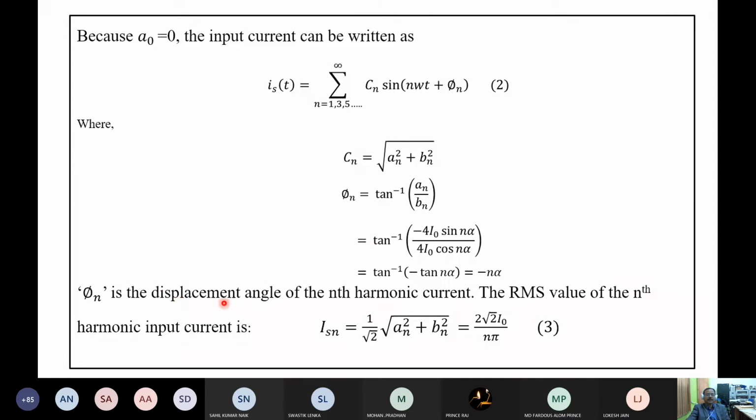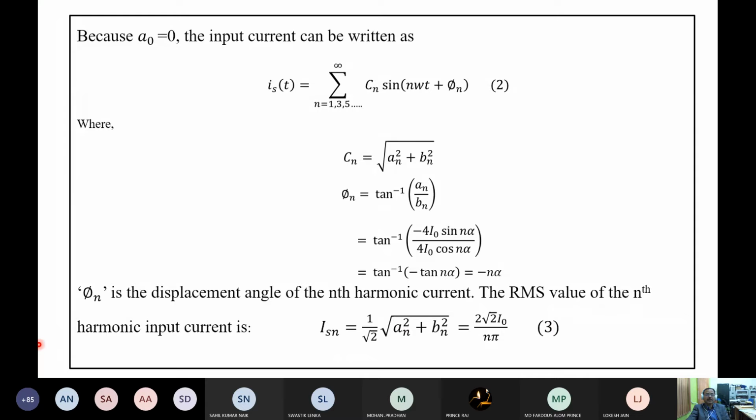Phi n is the displacement angle of the nth harmonic current. Please remember these things. The RMS value of the nth harmonic input current is 1 by root 2 root over an square plus bn square. Please remember all these things.